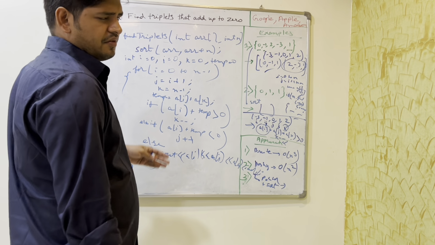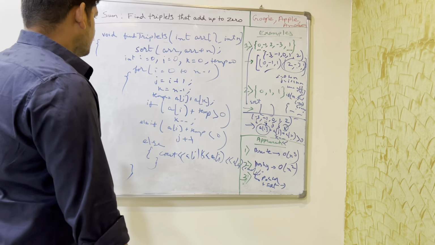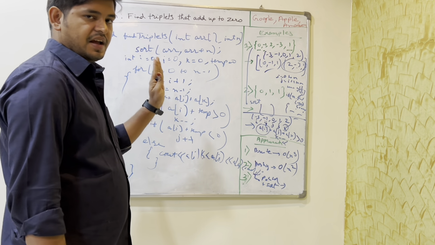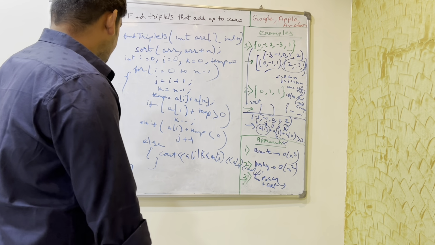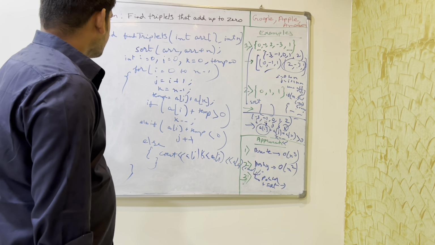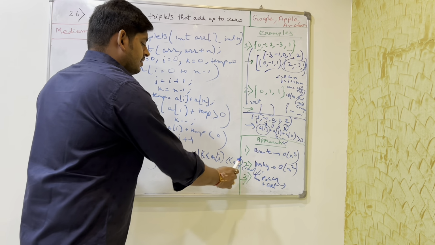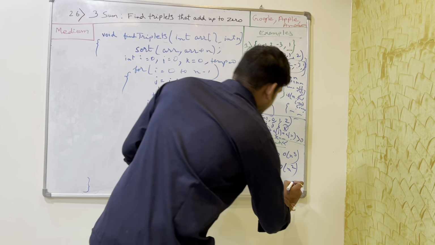If there is a duplication, we can avoid duplication. We can just avoid it when we are traversing. If it is ai equal to ai plus 1, then we will continue it. So in that way, with two pointers, we can solve this problem in order of n log n.